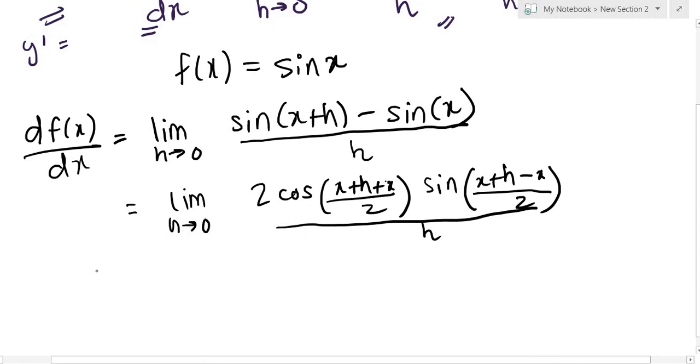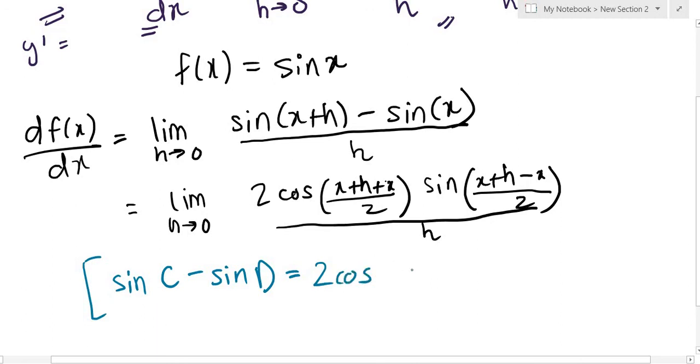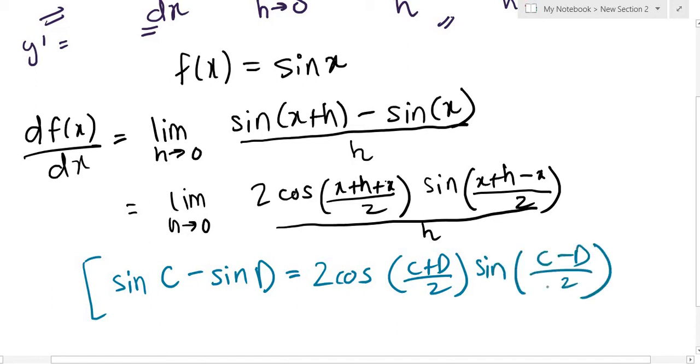In case you're lost at this point, just what I did there, I'll write the formula. So sine c minus sine d is equal to 2 cos of c plus d by 2 times the sine of c minus d by 2. See, the order matters in the second expression, because the sine of a negative angle is the negative sine. So be careful there. I just use this on top.